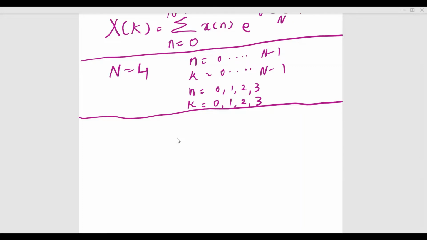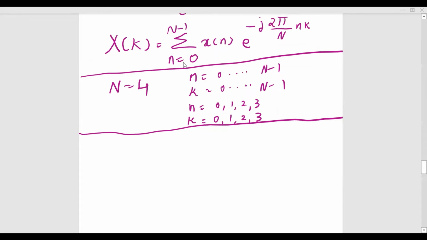Now we have to find x of k as k goes from 0, 1, 2, 3. So we get 4 values, right? X of 0, x of 1, x of 2, and x of 3. And then sigma n goes from 0 to N minus 1, so we get the summation as n goes from 0 to 3. So first we'll find x of k, that is x of 0. Here k is equal to 0, and N obviously is 4.